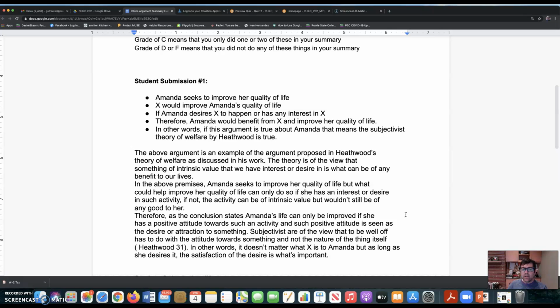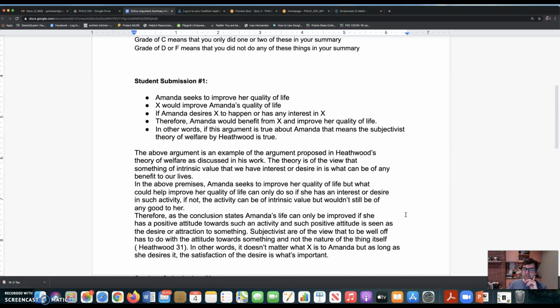But we have this clear explanation of, or attempt to explain, what a positive attitude is, right? Or how Heathwood understands the term desire, right? Not just in a behavioral sense, that I do something, and that doesn't follow from the fact that I do something that I want it or that I desire it in the sense that I'm attracted to it. So the student again does a nice job here of clarifying, defining how Heathwood understands desire.